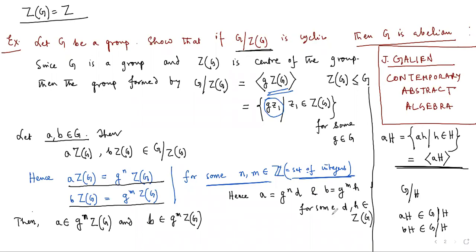I'm doing nothing, no trick is being done. I'm just using the definition. Do not think that I'm doing any kind of trick over here. These two results automatically imply that these elements belong to this kind of left coset. And if so, we can express our elements a and b in the following manner, where we are choosing d and h from the center of the group. Now, just take a snapshot. I'm going to the next page.